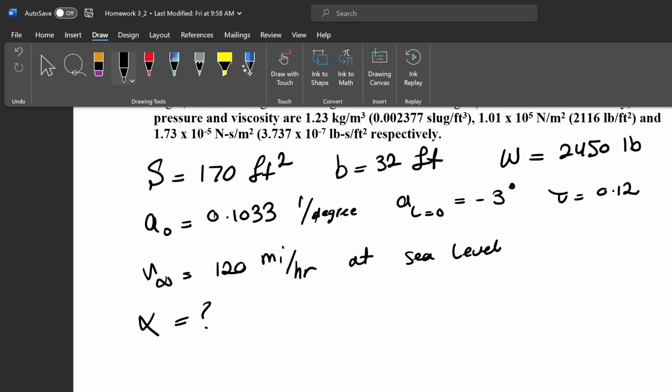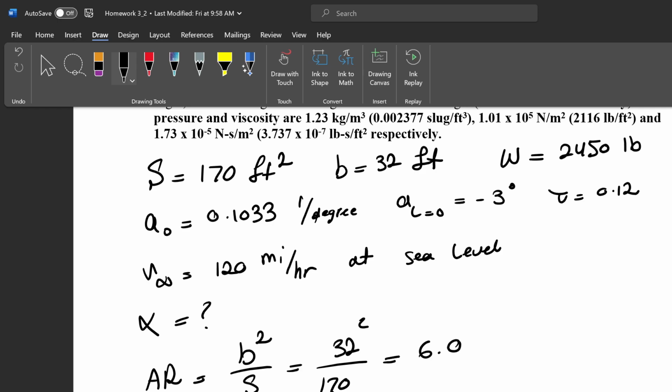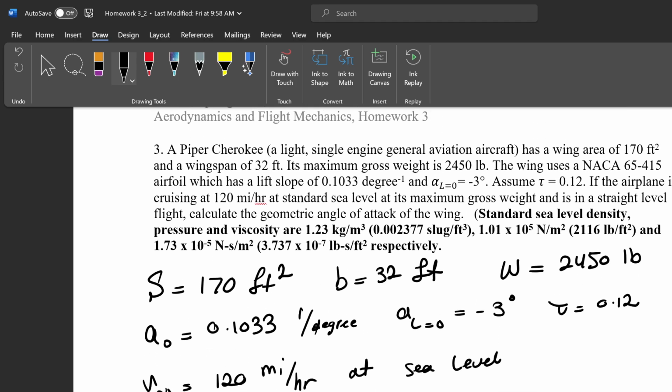In our equations, we have an aspect ratio. So we have to find an aspect ratio, which is b squared divided by S. So 32 to the power 2 divided by 170, which is going to give you an aspect ratio of 6. Okay, that's the first thing. We always have to find the aspect ratio when it comes to wings. But then we have to go back to this last part of it.